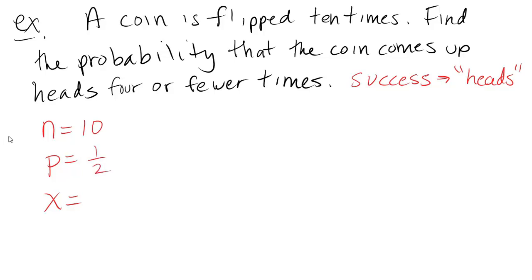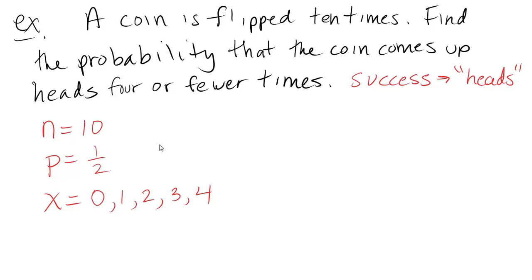And now we come to the value of x. X is the number of successes you're interested in. And we actually have multiple values that we're interested in because we want the coin to come up heads 4 or fewer times. So any number of successes less than or equal to 4 satisfies our event. So we're interested in the x values 0, 1, 2, 3, and 4. All 5 of those values satisfy the event 4 or fewer times.